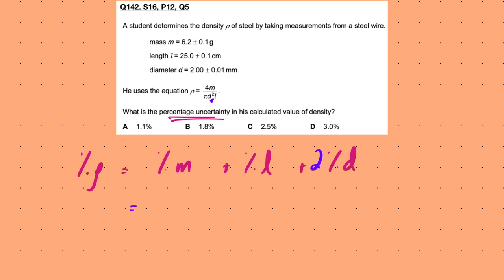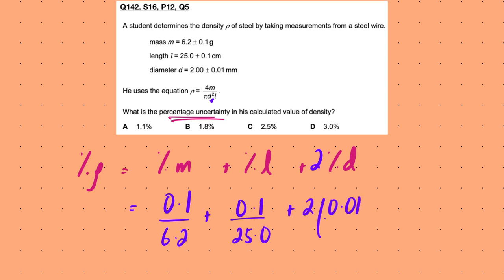So this is again just that consequence of rule number 1, because remember that converting would involve multiplication or division by a certain value, which leaves the percentage uncertainty unaffected. So for M, this is 0.1 over 6.2. For L, this is 0.1 over 25.0. For D, this is twice of 0.01 over 2.00. And all of this is multiplied by 100. And that is your answer for this part.